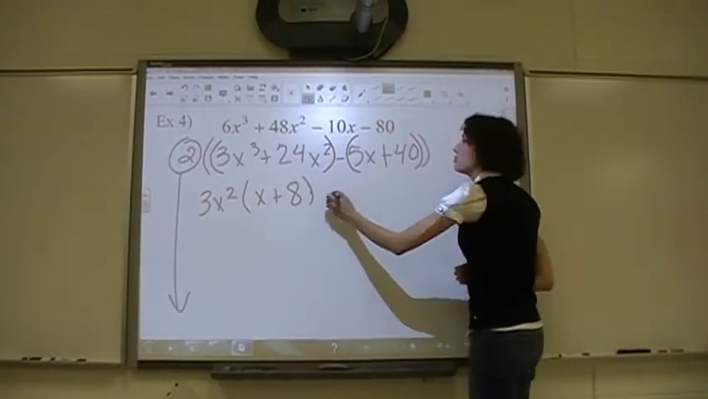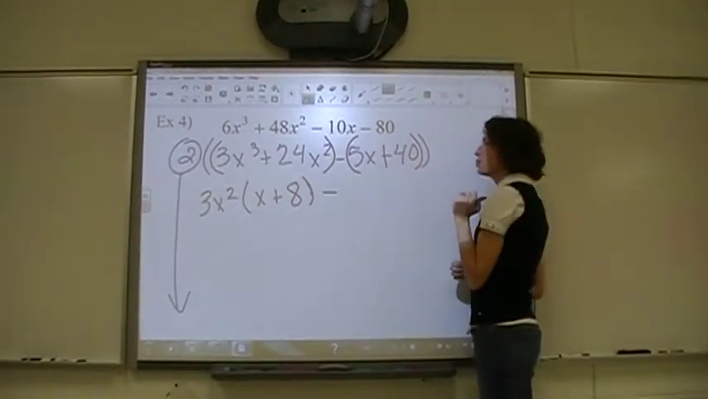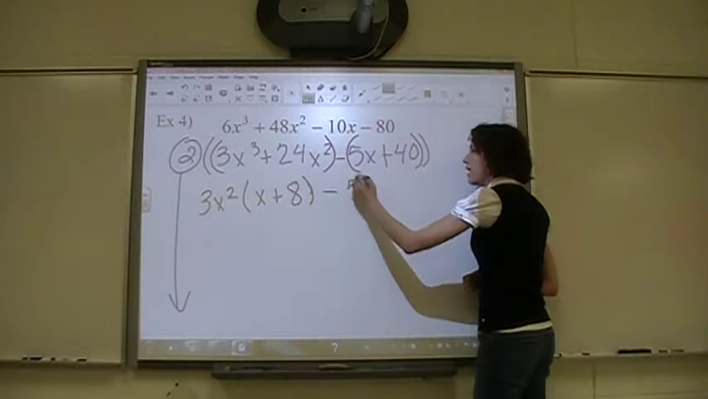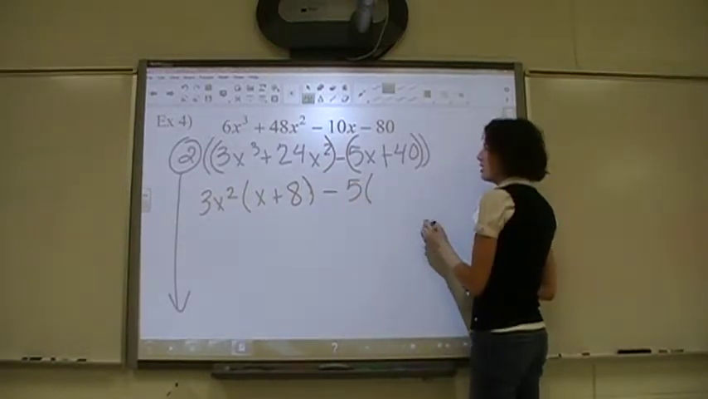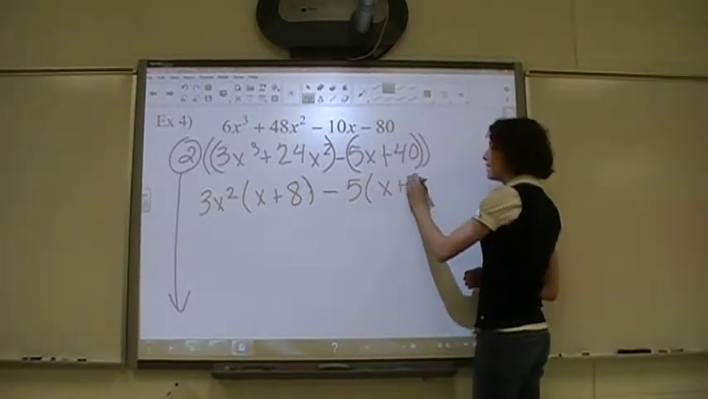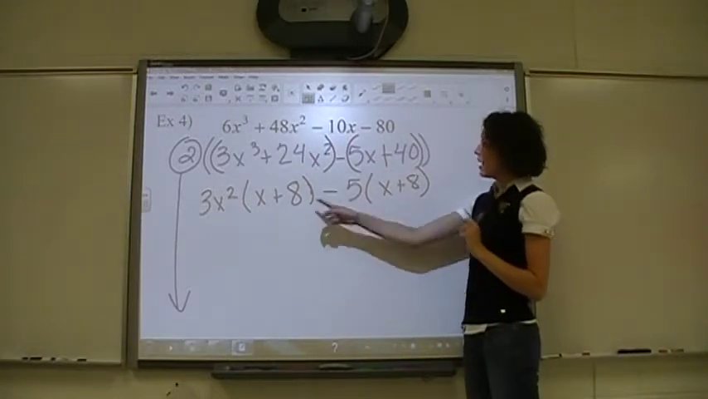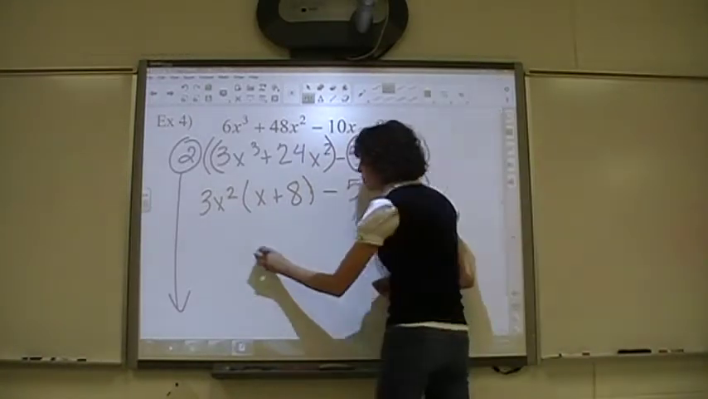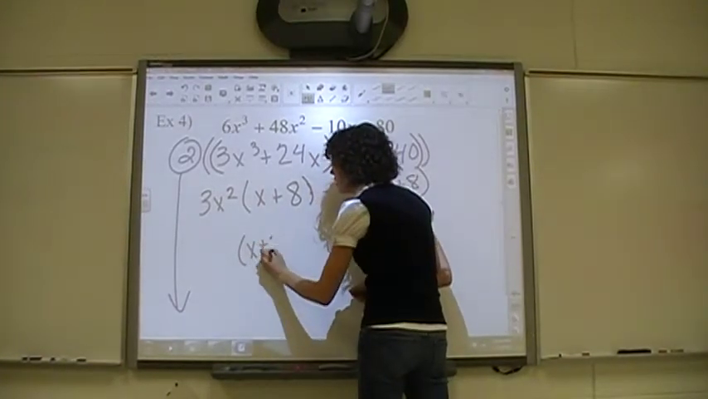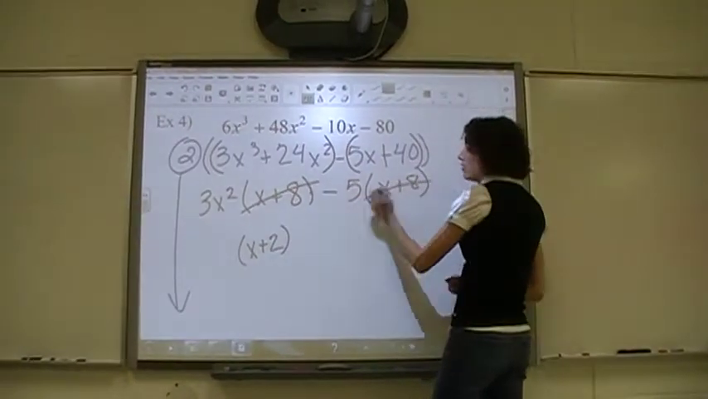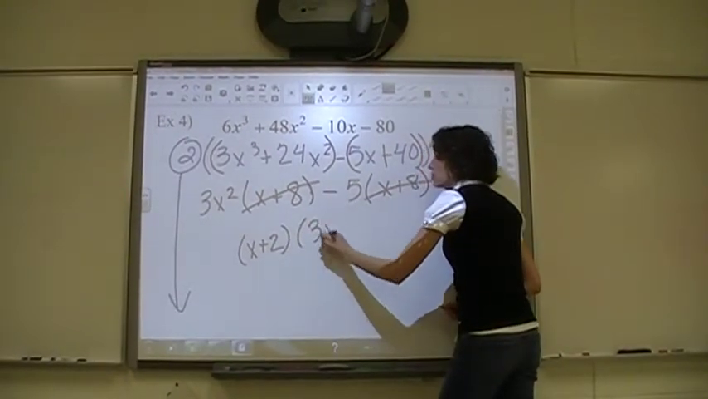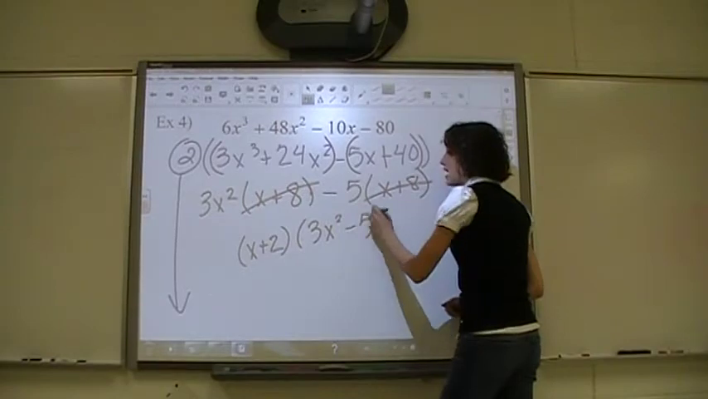Then, out of these, bring down your minus sign. You have 5x plus 40. You can take a 5 out, and you're left with, then, x plus 8. So you see x plus 8 twice, so write it once. X plus 8, cross those guys out, and you're left with 3x squared minus 5.